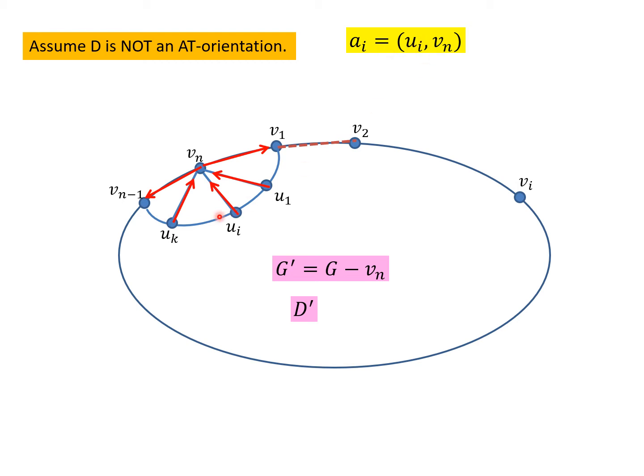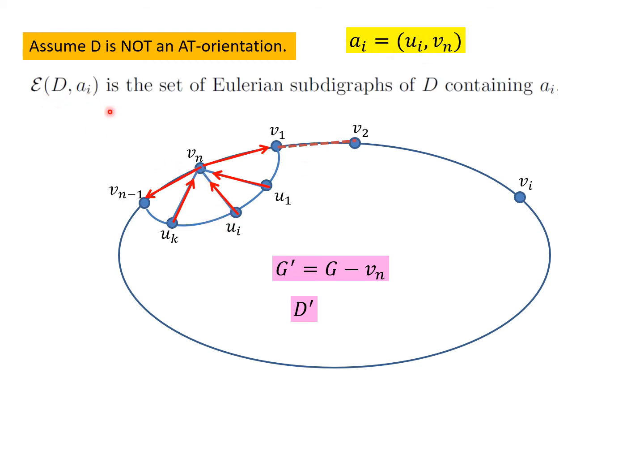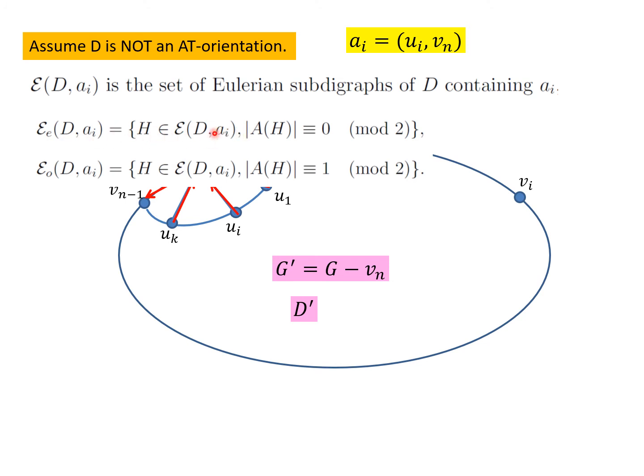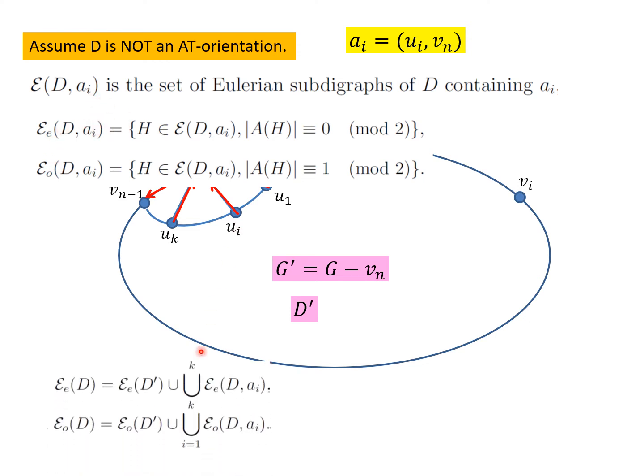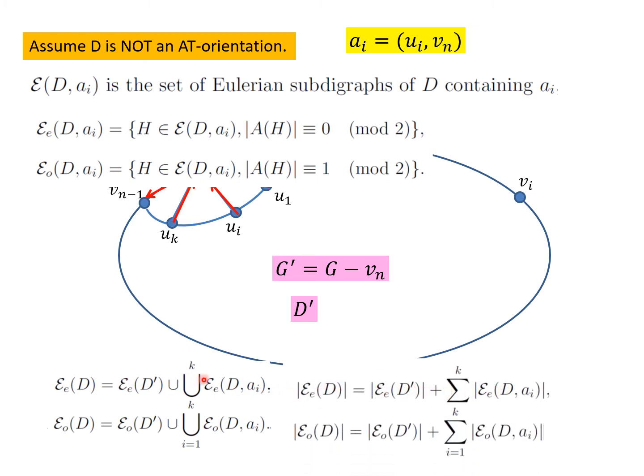Now I use AI to denote this arc, and I use EDAI to denote the set of Eulerian subdigraphs containing this arc, the even ones, that means with an even number of arcs in this set, and the odd ones. So every Eulerian subdigraph of D is either an Eulerian subdigraph of D prime or is something like this. Therefore, the even Eulerian subdigraphs of D are the even Eulerian subdigraphs of D prime union these, and so we have these two equalities here. These are disjoint unions. This does not contain AI. If it contains AI, then it does not contain AJ. So they are disjoint. Therefore, the size is just the summation of the sizes of these sets.